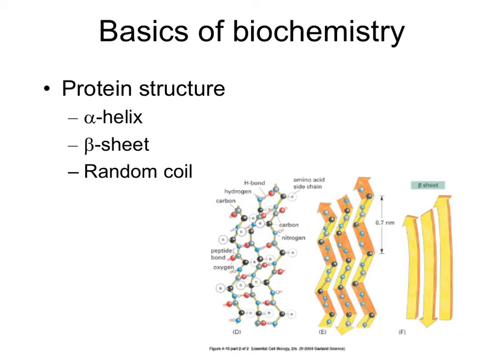The last type of protein structure is random coil. We're not going to talk a lot about that, but anything that isn't a defined structure might be some random coil that doesn't have a defined structure but is present.